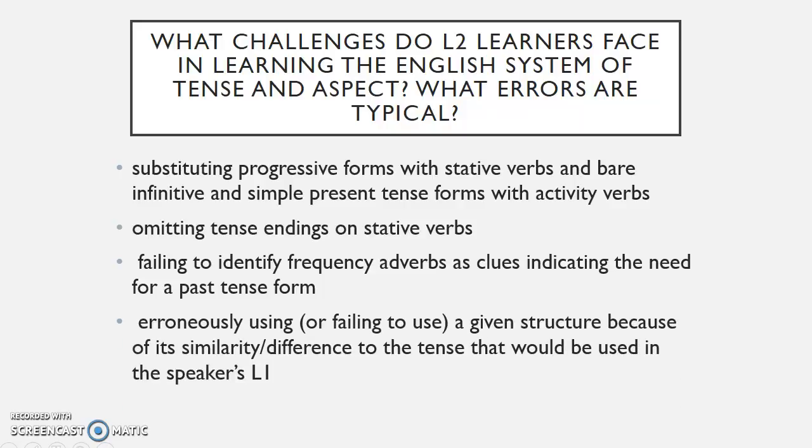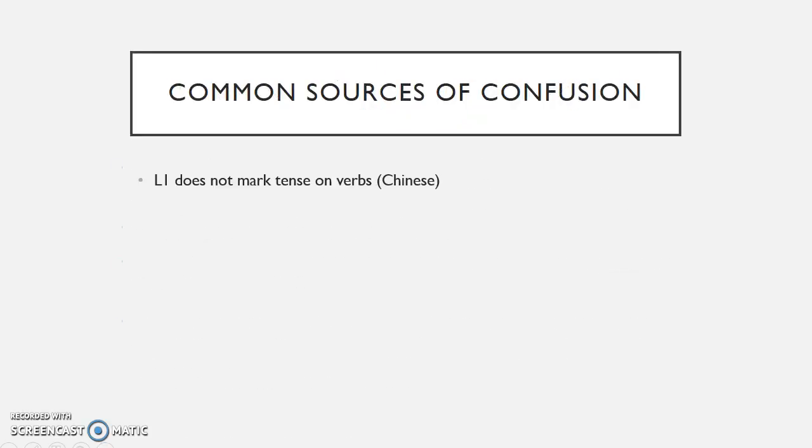They may also erroneously use or fail to use a given structure because of its similarity or difference to the tense that would be used in the speaker's L1. Here are a few examples of that last one. In L1, for Chinese speakers, they do not mark the tense on verbs. Rather, they tend to add an additional word to mark the tense.